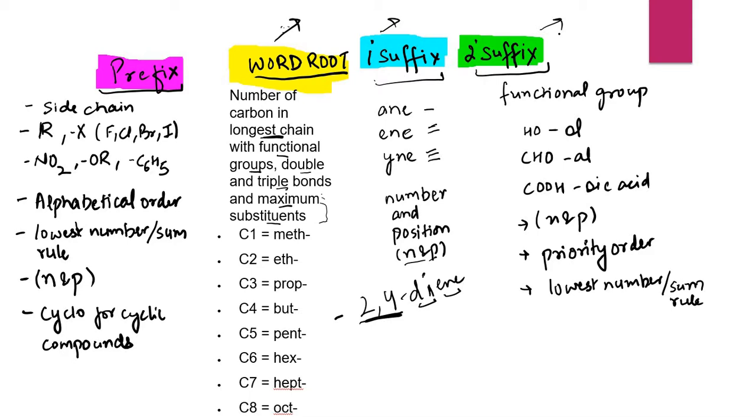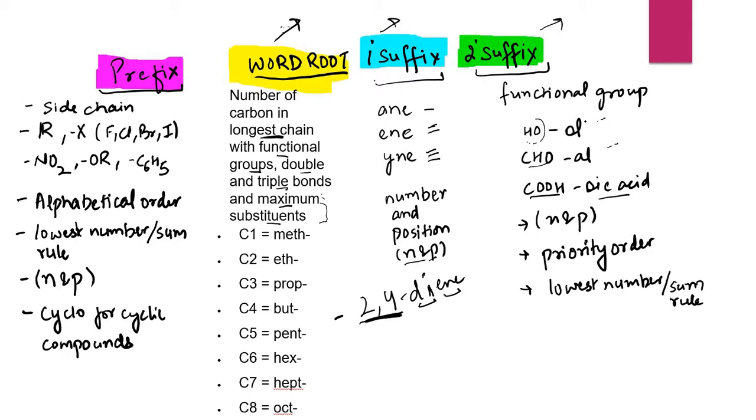Now we have a list of functional groups, so you should know the name of the functional group and what suffix we use for each of them. For example, when we have OH as the principal functional group, we write ol. For aldehyde, we write al. For acids, we write oic acid. Now, the OH group, when it is used as a prefix, we use hydroxy. But when it is used as a suffix, we use ol.